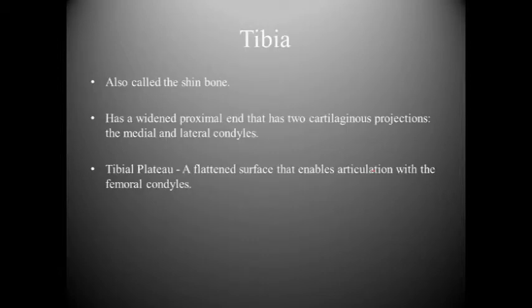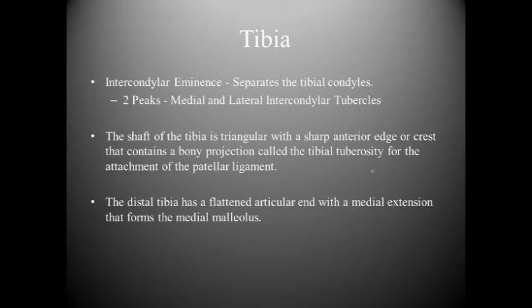So the tibia. The tibia is also called the shin bone. It has a widened proximal end and has two cartilaginous projections, which are the medial and lateral condyles. The tibial plateau is a flattened surface that enables articulation with the femoral condyles. Also, we have the intercondylar eminence, which separates the tibial condyles. There are two peaks to that, the medial and lateral intercondylar tubercles.